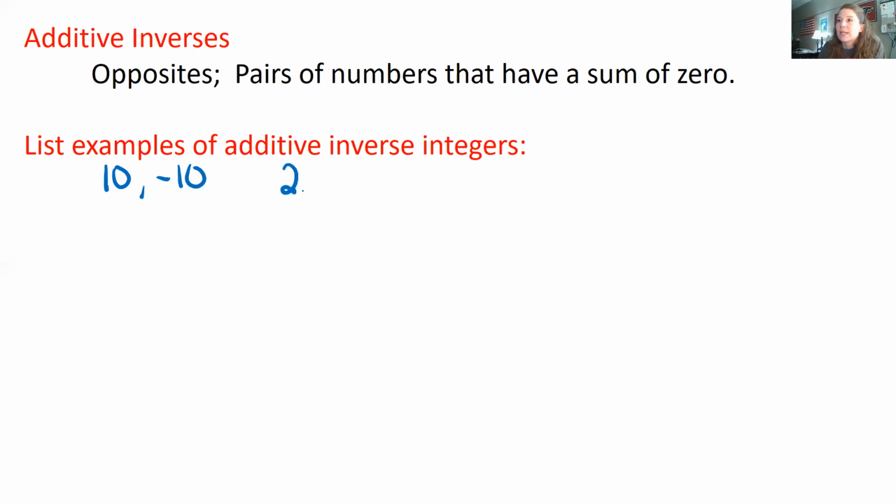What about 2? What's the opposite of 2? -2. What's the opposite of -40? +40. What's the opposite of 100? -100. You got it. So you guys understand opposite numbers or numbers that are additive inverses of one another.